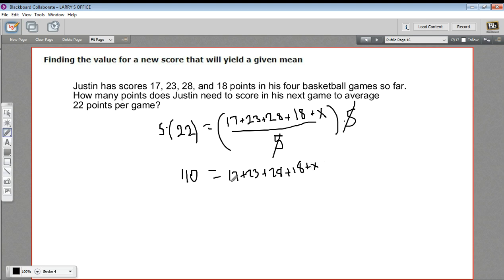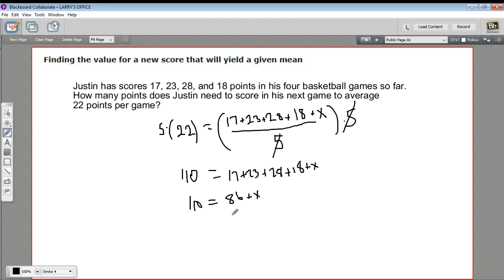We've got some like terms, so we can combine all these numbers. Let me add those up: 17 plus 23 plus 28 plus 18. So here we've got 110 equals 86. That's what all these numbers added together were, plus x.